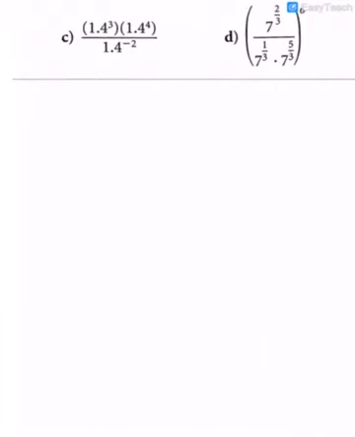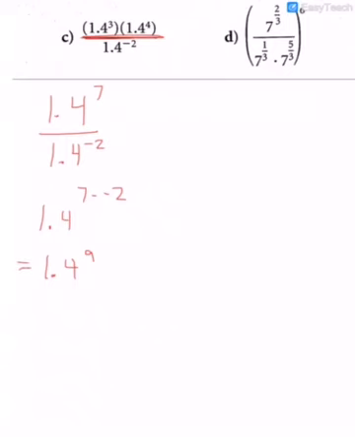Let's look at C. Here we are starting on the top. We have two things, we're multiplying them together, which means we're going to add the exponents. So the 3 and the 4 gives me a power of 7. That's divided by a power of negative 2. Now we're going to take these, and when you're dividing, you need to subtract the exponents. So we're going to go 7, subtract a negative 2, but be careful. The double negative there means add. So 7 plus 2 is actually 9. So this one's going to be 1.4 to the power of 9 as your answer.